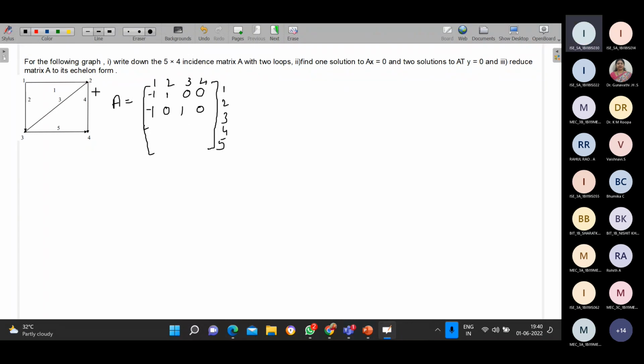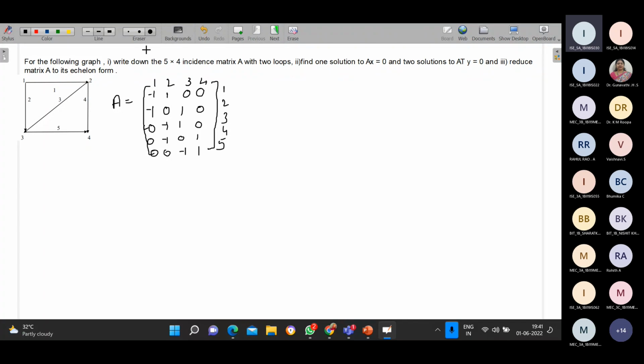Next, edge 3. 2 and 3 are connected. For 3, it is again an incoming edge. For 2, it is an outgoing edge. So we'll write 0, -1, 1, and 0. Then for edge 4, 2 and 4 are connected. For 4, it is an incoming edge. For 2, it is an outgoing edge. So we'll write 0, -1, 0, +1. For the fifth edge, 3 and 4 are connected. For 3, it is an outgoing edge. For 4, it is an incoming edge. So we'll write 0, 0, minus 1, 1.